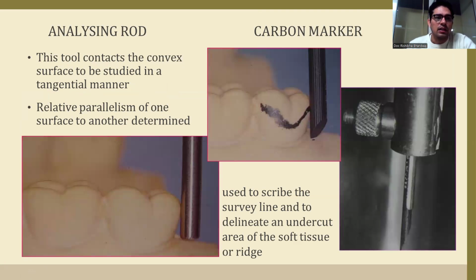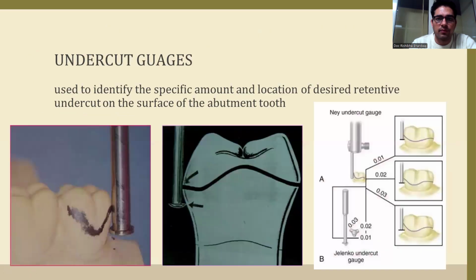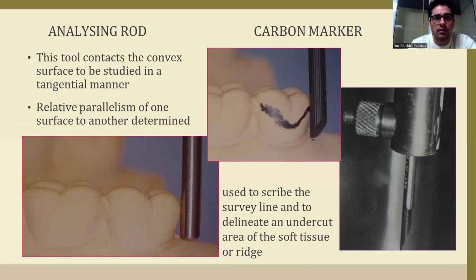Analyzing rod. This tool contacts the convex surface to be studied in a tangential manner. Relative parallelism of one surface to another is determined. It is used to scribe the survey line and to delineate undercut areas of the soft tissues or the ridge. These are the carbon markers, and we can see the line which is formed. It is marking the most prominent area of the tooth. Under this line, the retentive arm gets fixed. Above that, we keep the reciprocal arm. We shall discuss it in the successive slides later on.